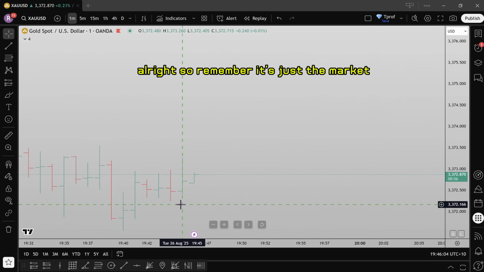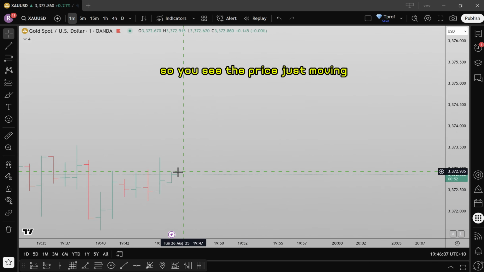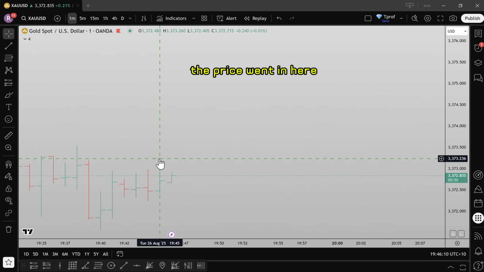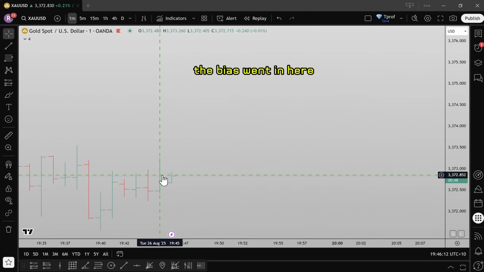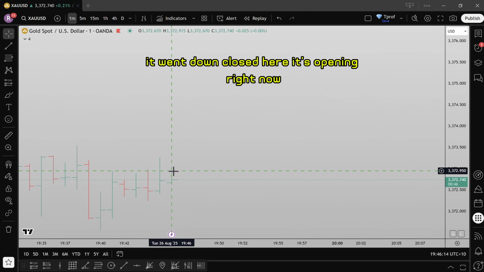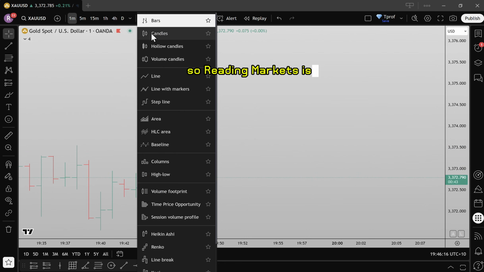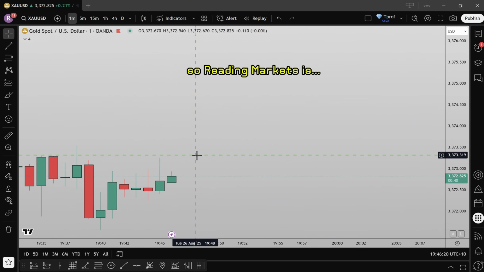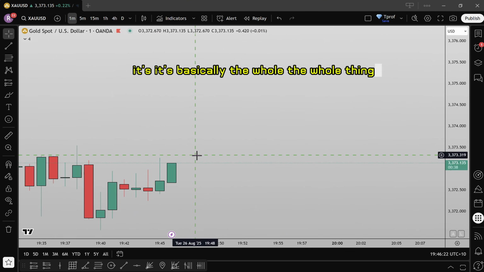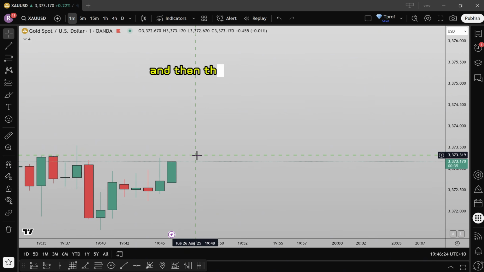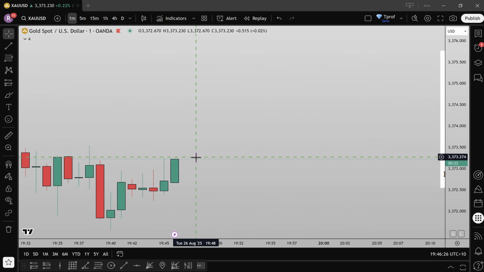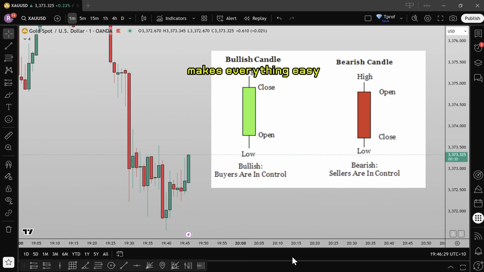So remember, it's just the market. You see the price, it's just moving. The price went in here. The buyers went in here, it went down, closed here, it's opening right now. So reading markets is basically the whole thing. And then the candlesticks definitely make everything easy. That's 100%. So think of each candlestick as a battle in a specific time period.